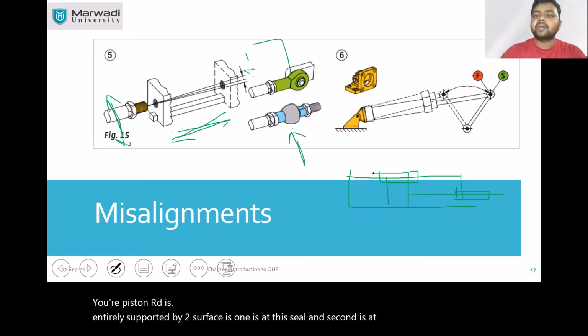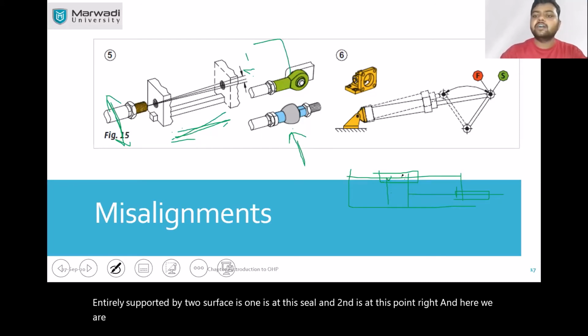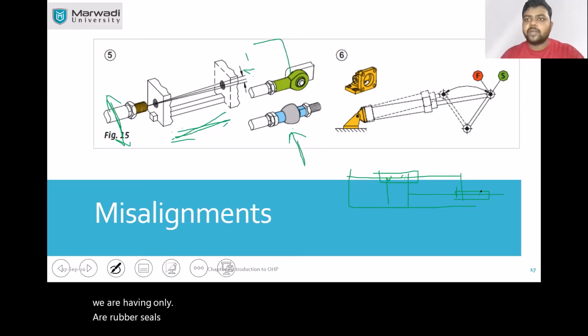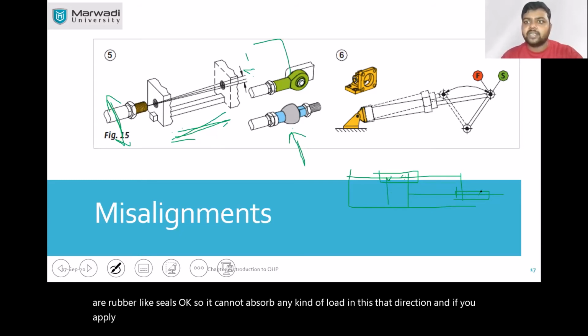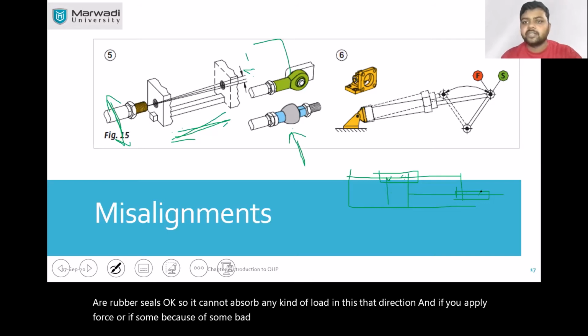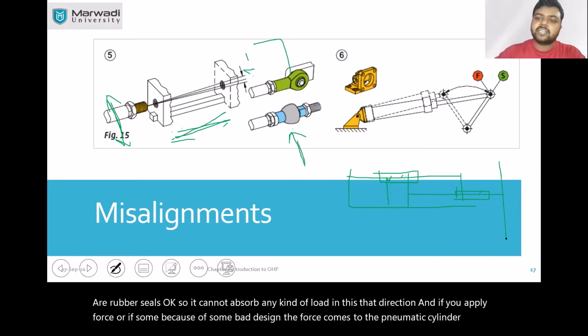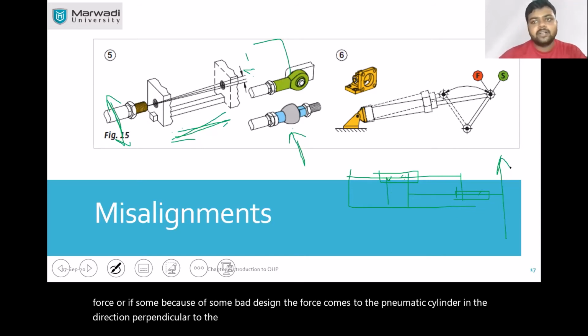And here we are having only a rubber-like seals, so it cannot absorb any kind of load in that direction. If you apply force, or because of some bad design the force comes to the pneumatic cylinder in the direction perpendicular to the rod, that can be a very bad situation for the cylinder. Its seals will be damaged and you will keep searching for the reason.